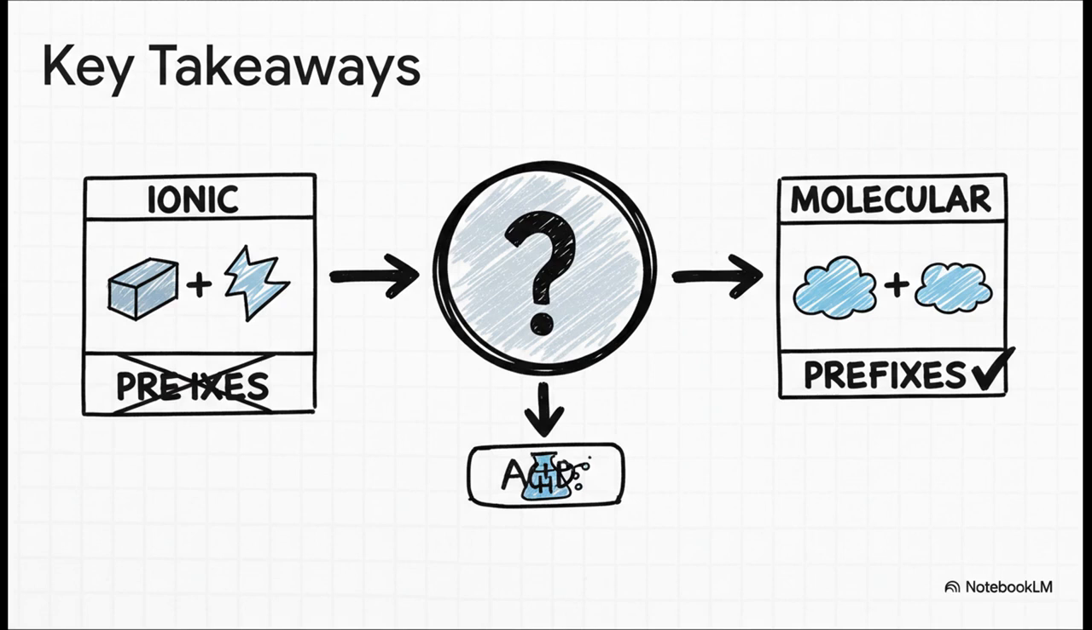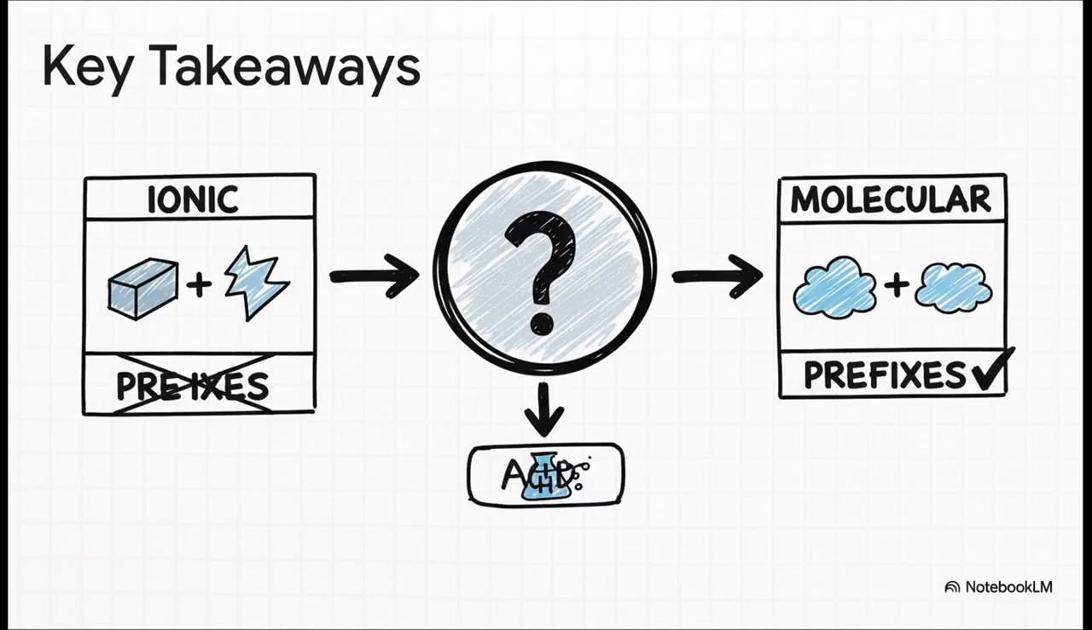So let's wrap this all up. The entire code comes down to asking one simple question. Is the compound ionic? A metal plus a nonmetal? If yes, no prefixes. Is it molecular? Just nonmetals? If yes, you gotta use prefixes. And acids are just that special pattern to keep an eye out for.